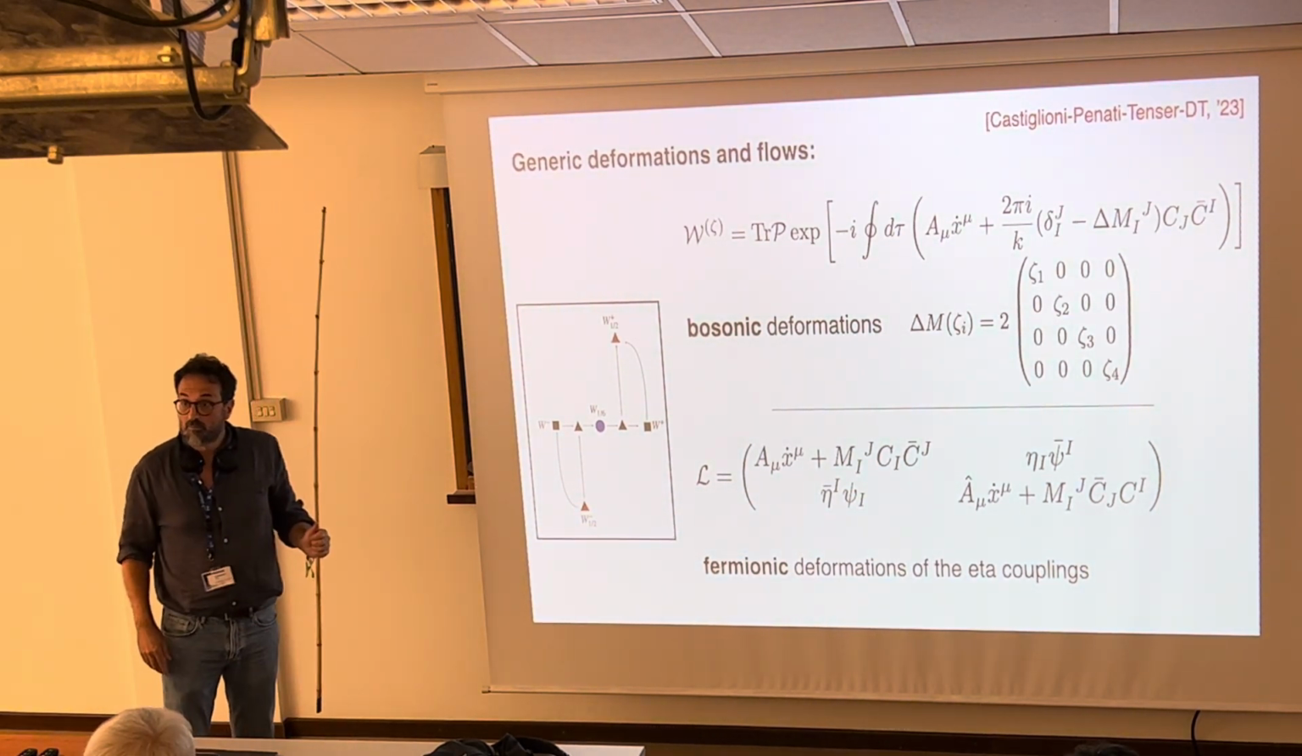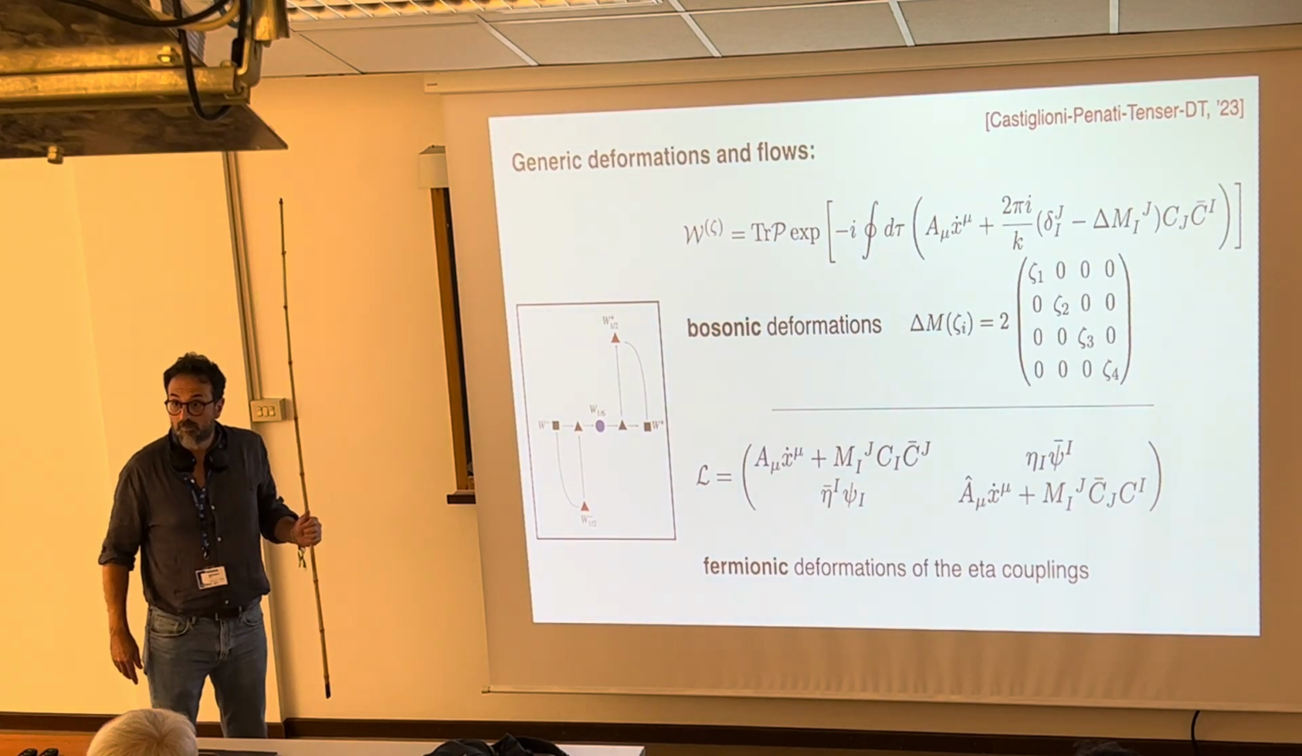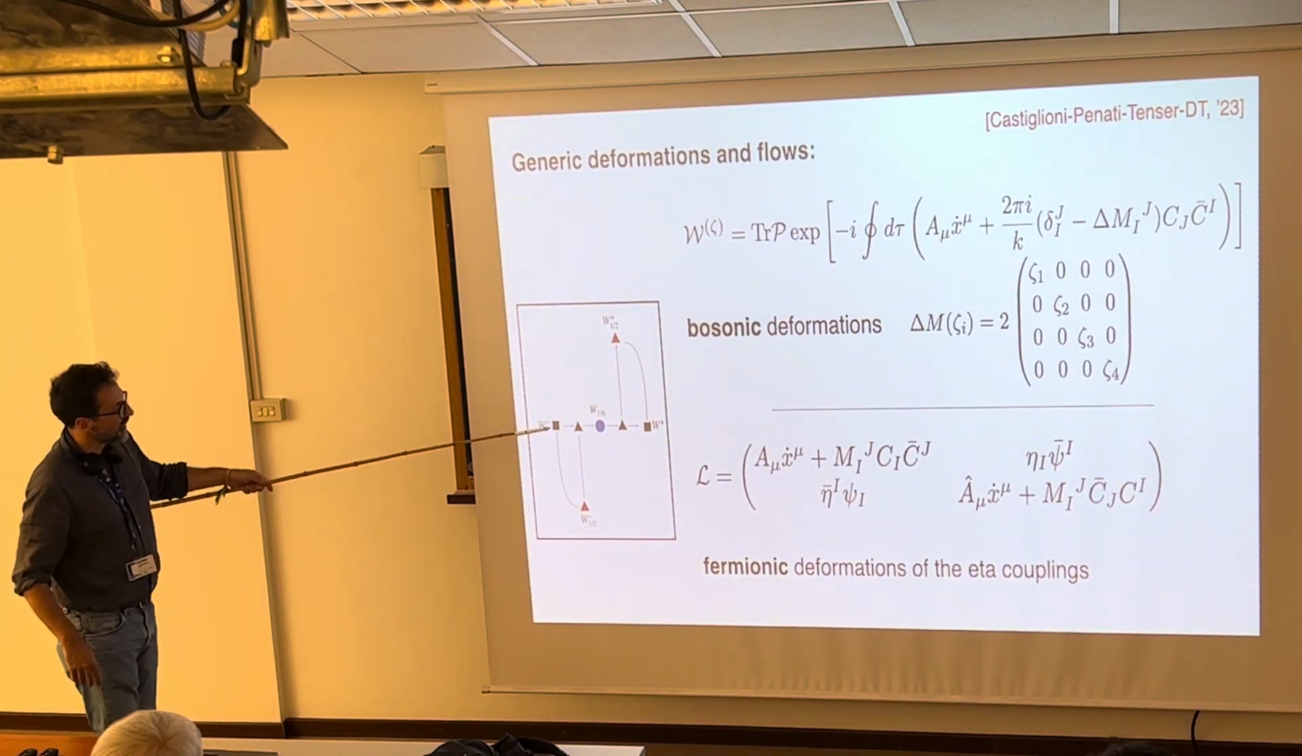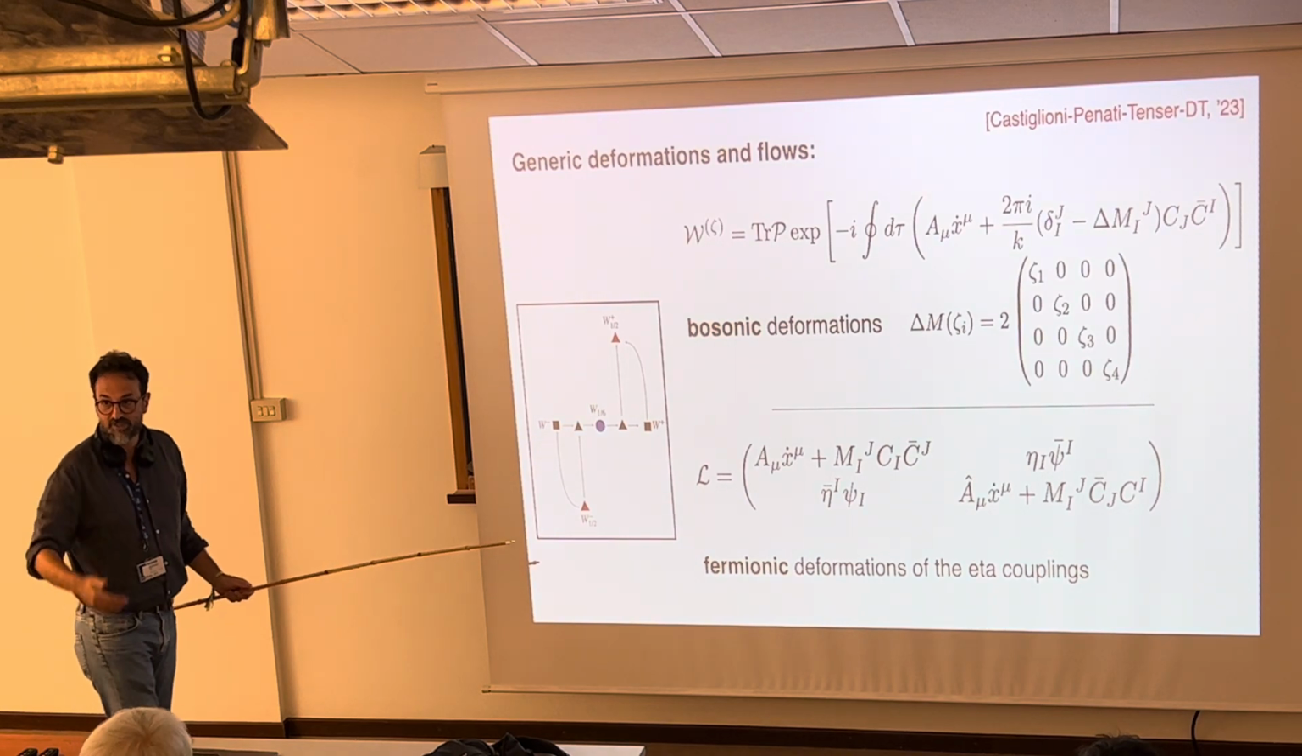This horizontal arrow is the direction of the modulation group. So you start from W minus. All the arrows go from the UV to the infrared.